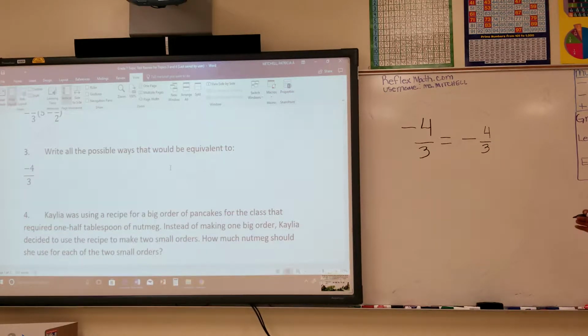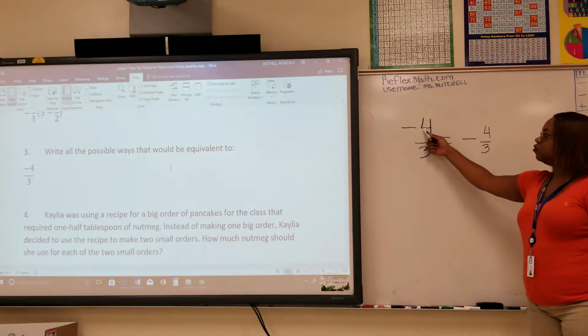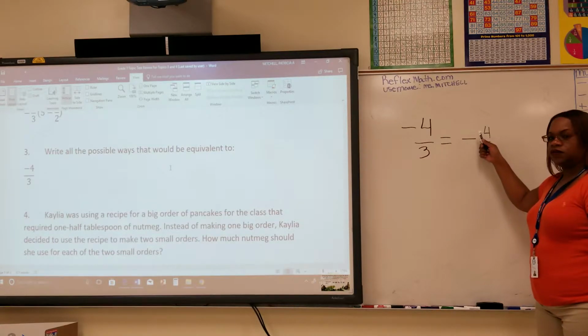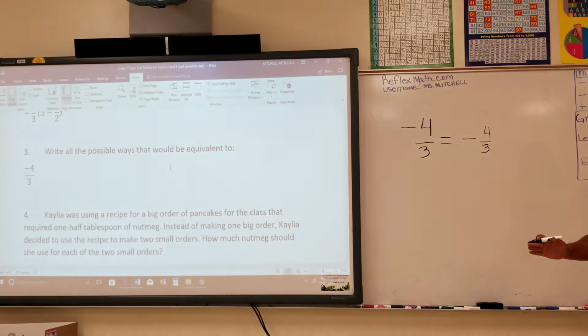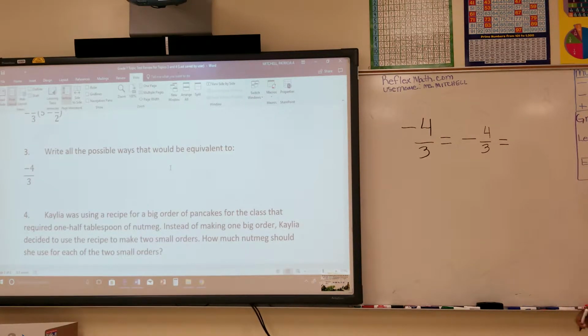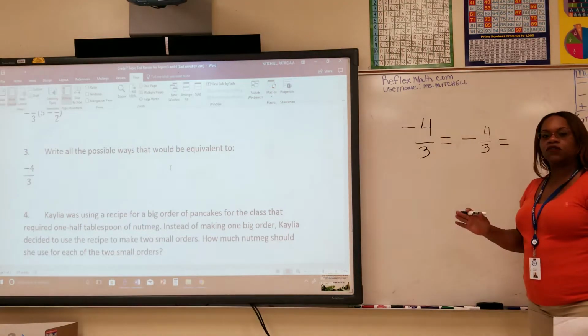So as you can see in here, this negative was connected to the numerator. Now it is connected to the entire fraction. It didn't change its value. We just changed where the negative sign was. Another way that we can write it, if it was connected to the numerator here, guess where we can also connect it?